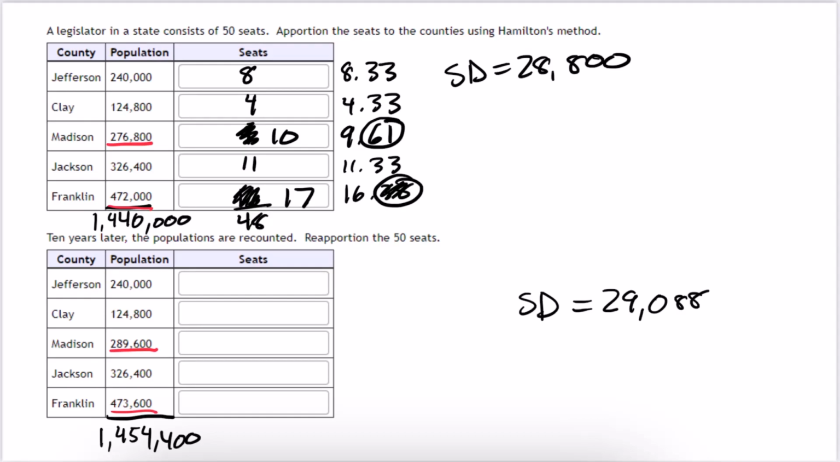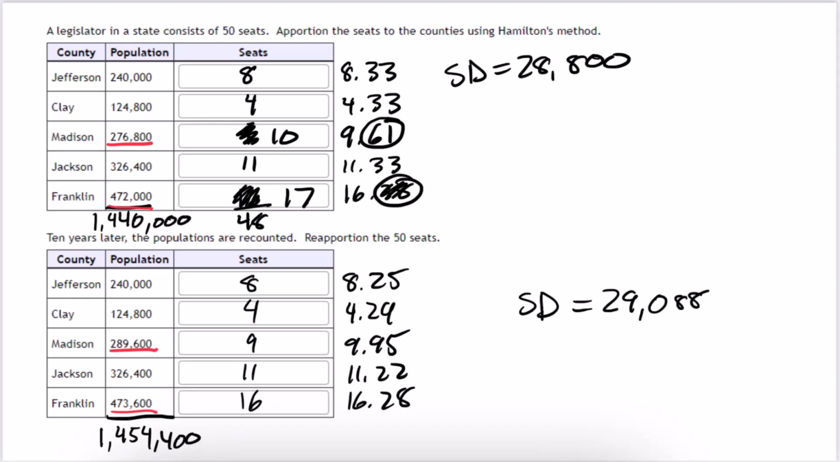And when we divide each of the populations by the standard divisor, we get 8.25, 4.29, 9.95, and 11.22, and 16.28. So the lower quotas would be 8, 4, 9, 11, and 16. And when we add all of those up, we get 48 seats, which means we have 2 leftovers again. And I'm going to give some of the leftovers to Madison County because that has the largest decimal. And then the next largest decimal is Clay County with 0.29. And so I would scribble this one out and give 5 representatives to that county.